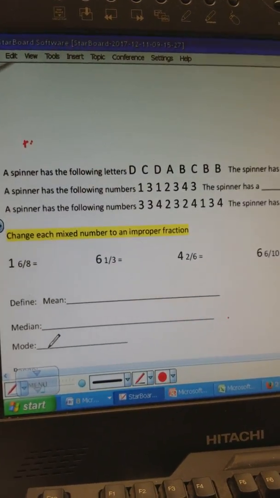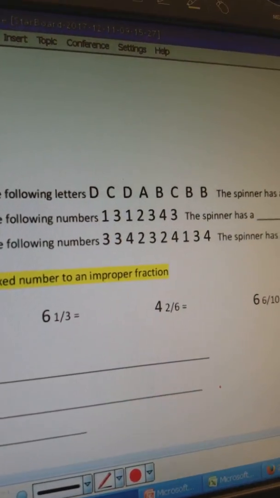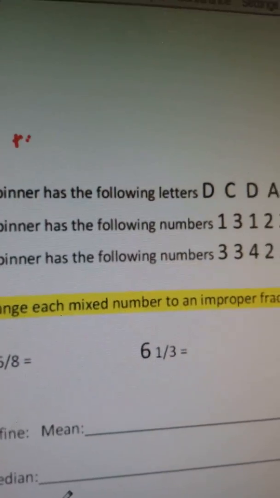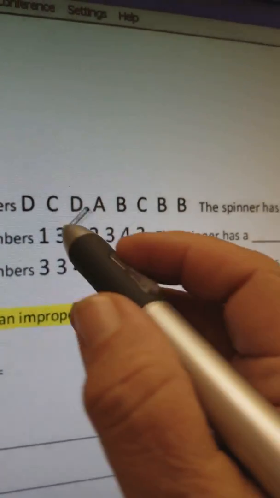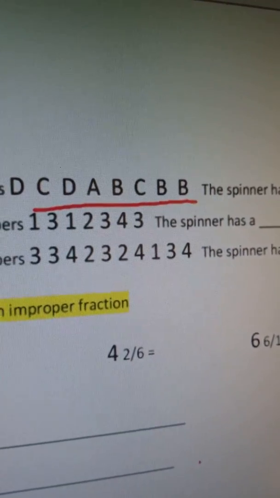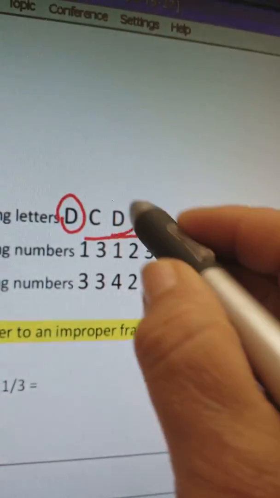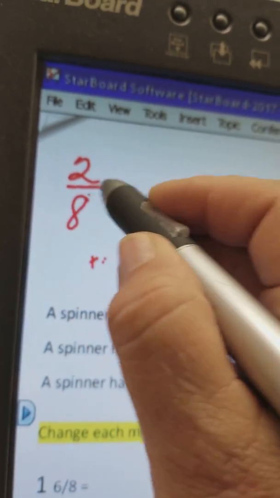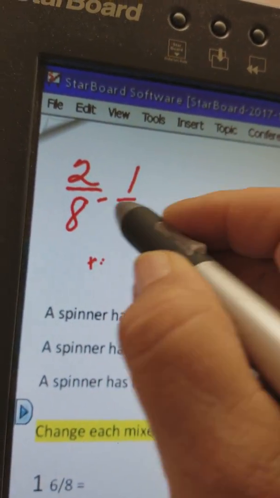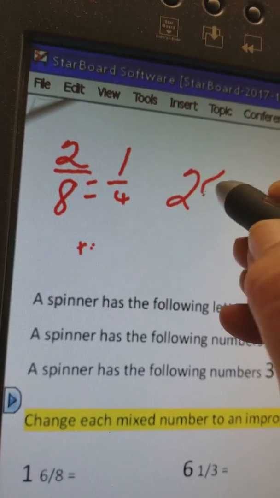Hey everyone, let's do this last page of our math exam midterm review. A spinner has the following letters. We're looking for probability. If we count out, there's 8 letters, and we're looking for how many D's. We have 2 out of the 8. Part always goes to the top out of 8. We can reduce this to 1/4, and you know that 1/4 is 25%.